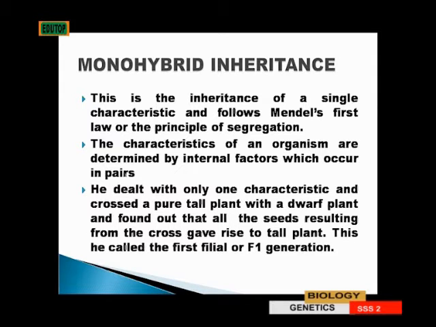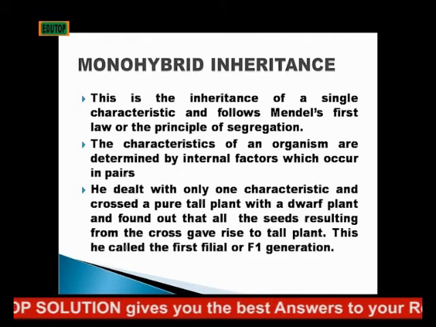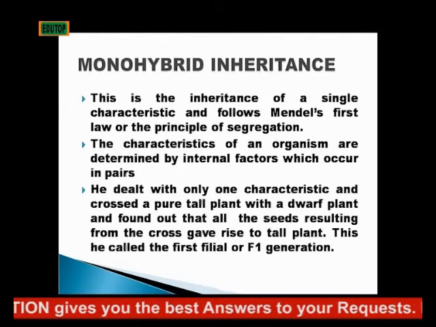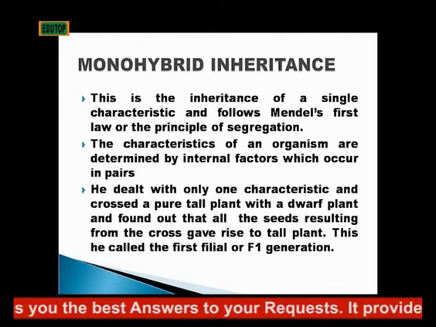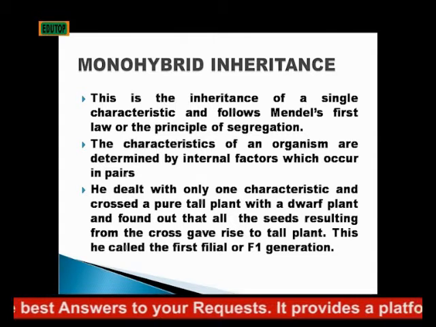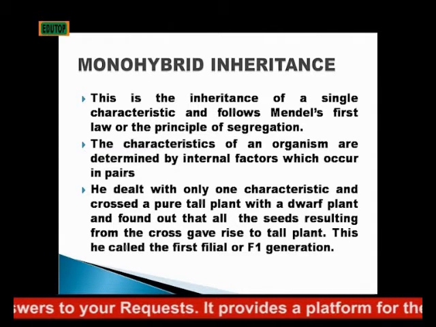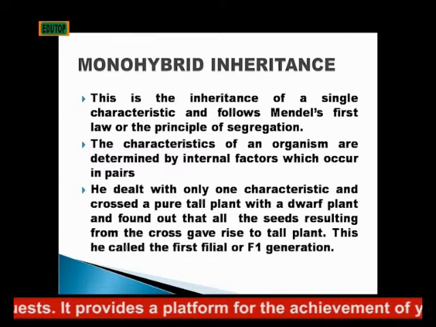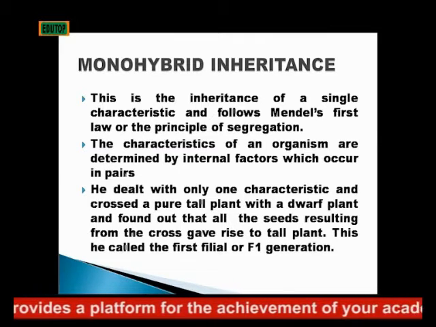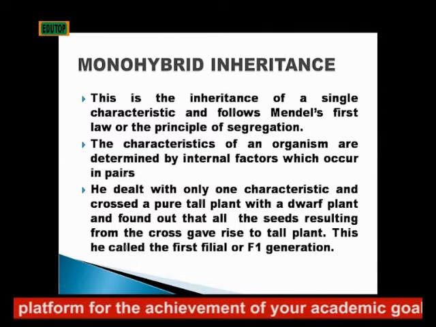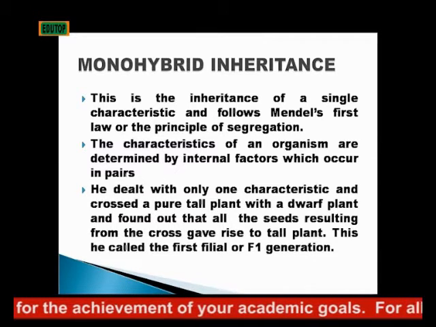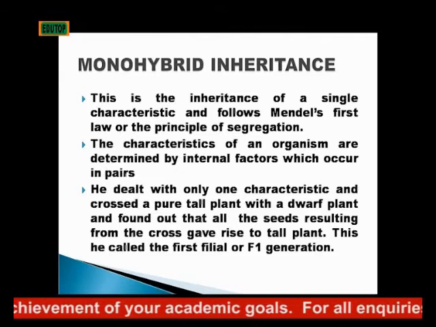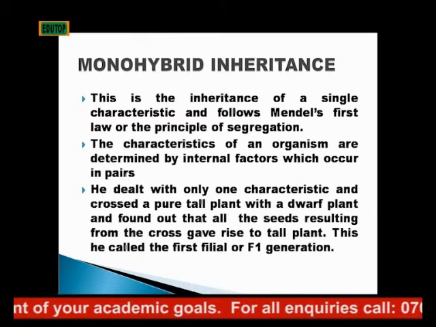Mendel dealt with one characteristic and crossed a pure tall plant with a dwarf plant and found that all the seeds resulting from the cross gave rise to a tall plant. A tall plant and a dwarf plant, he crossed them and discovered that all the offspring resulting from that cross are all tall. And the offspring he called the first filial generation or the F1 generation.